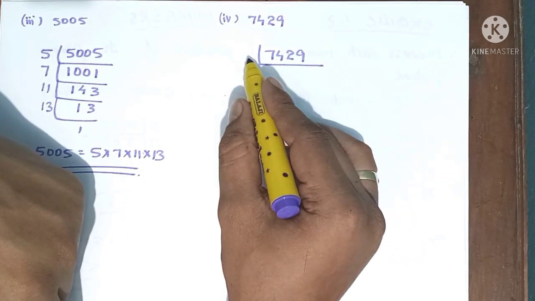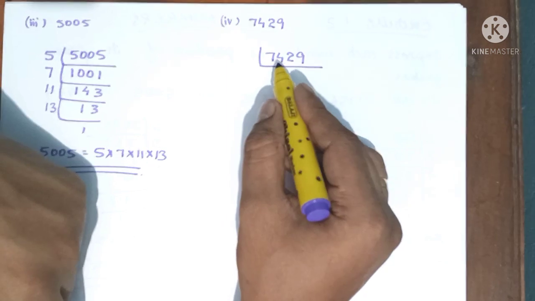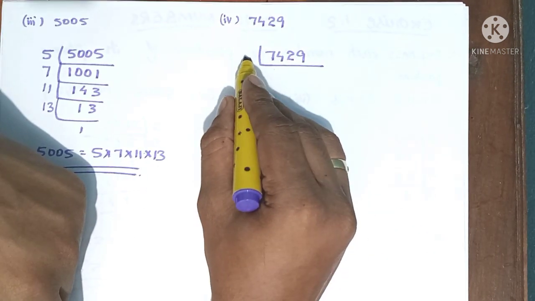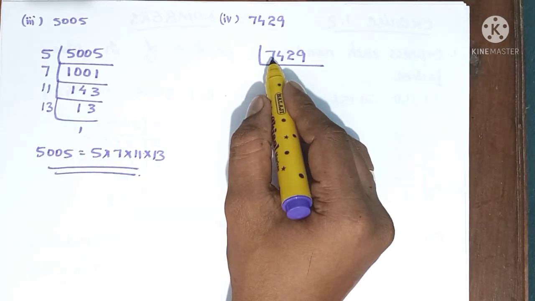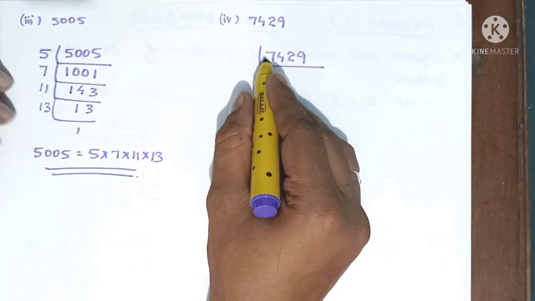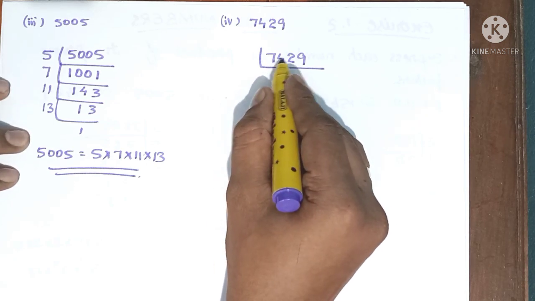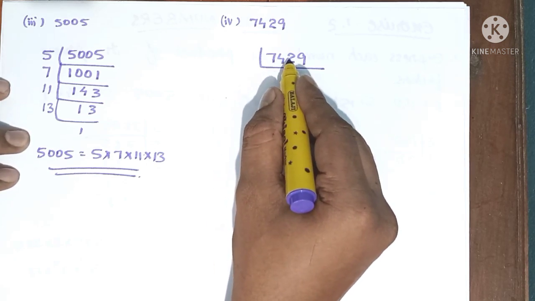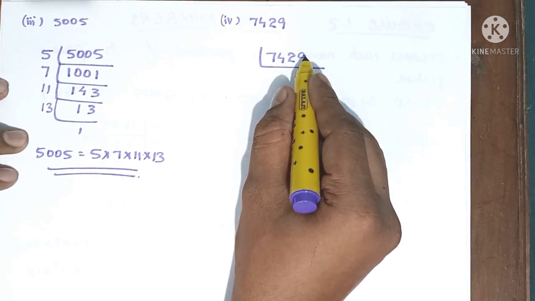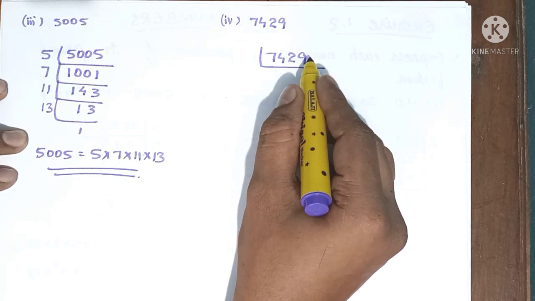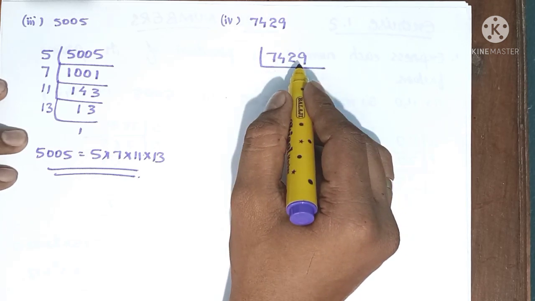So next one is 13. We'll see 13 is possible or not. So 13 into 5 is 65. Remaining is 9. In 92, 13 into 7 is 91. Remaining is 1, 19. So 19 is not divisible by 13. So 13 is also not possible.